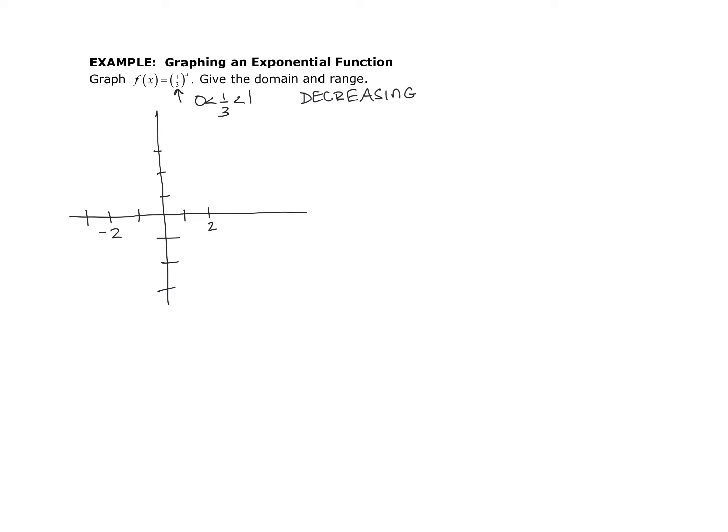We know it's going to go through the points (0, 1), (1, a), and (-1, 1/a). That's enough for us to see that this is going to go like this, and we know it flattens out here at the asymptote. The domain for this graph is minus infinity to infinity, and the range is 0 to infinity.